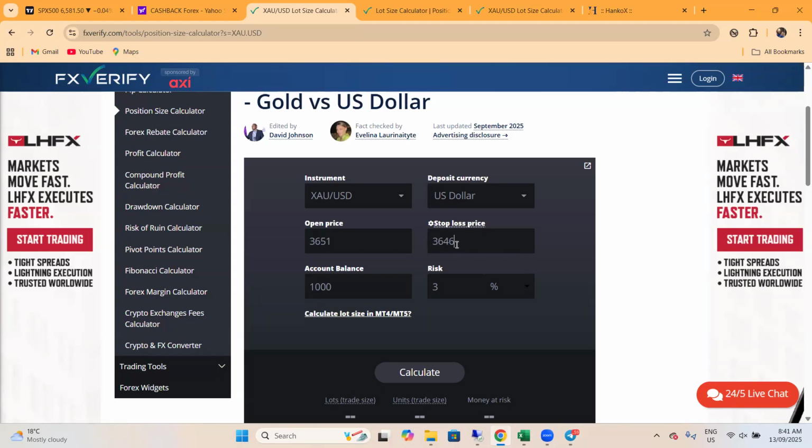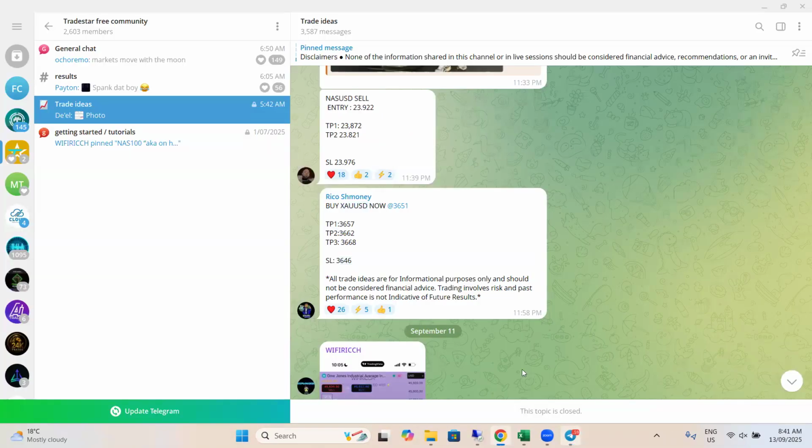3646. Now, if there's a decimal point that they give you, then put the decimal point in. All right. See here how this has got a decimal point, 23 decimal point, 9, 2, 2? So make sure that you put that in. All right, so make sure that you're looking at this, okay? This also has a decimal point, see?